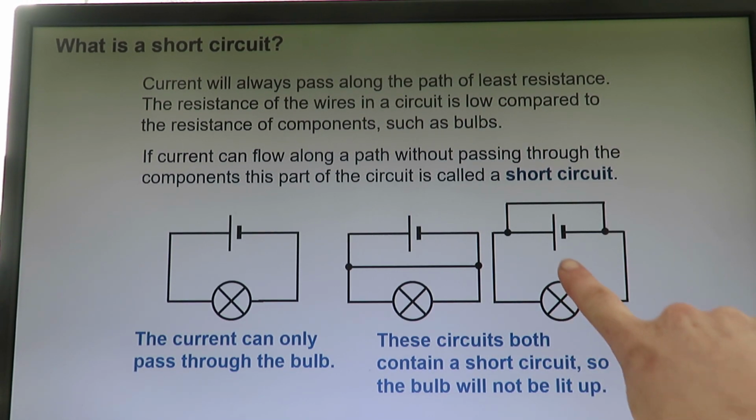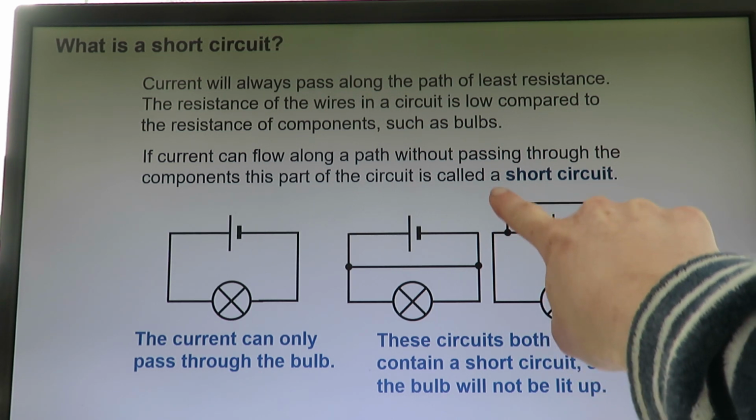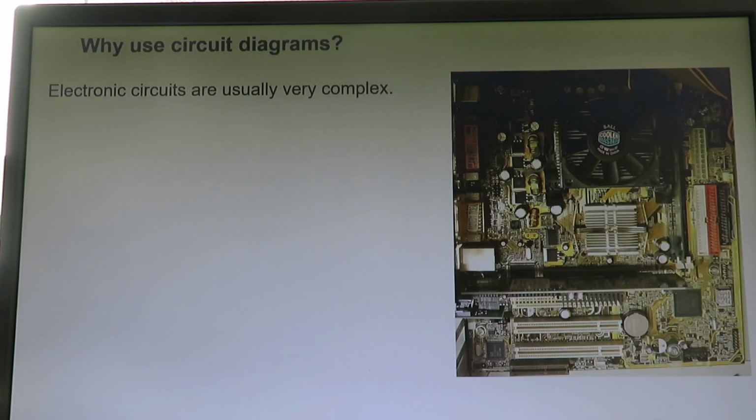This one's exactly the same, okay, so it will come round here, rather than going the long way around through the bulb, it will actually go through that wire, and that is also a short circuit.